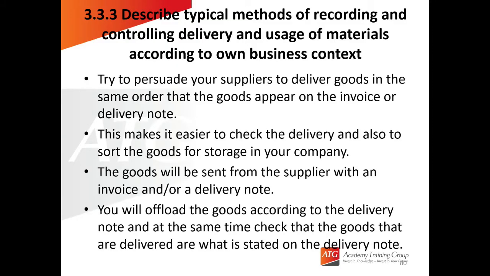Now, describing the typical methods for recording and controlling delivery, as well as the usage of materials according to their own business context. Try to persuade your suppliers to deliver goods in the same order that the goods appear on the invoice or delivery note. This obviously makes it easier to check the delivery and also to sort the goods for storage in your company. The goods will then be sent from the supplier with an invoice or a delivery note. You will offload the goods according to the delivery note and at the same time check that the goods delivered are what is stated on the delivery note.